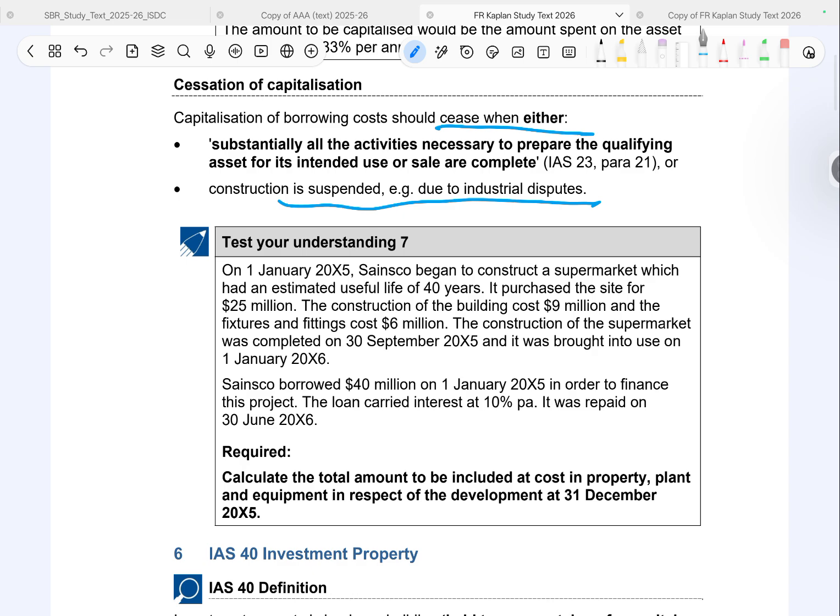Maybe you have completed the building but you are not selling any apartments, you have no buyers, then also you cannot capitalize your interest cost. You have to cease capitalization. We do not care what you're doing with the property. If it's built, it's done, you have to cease capitalization.